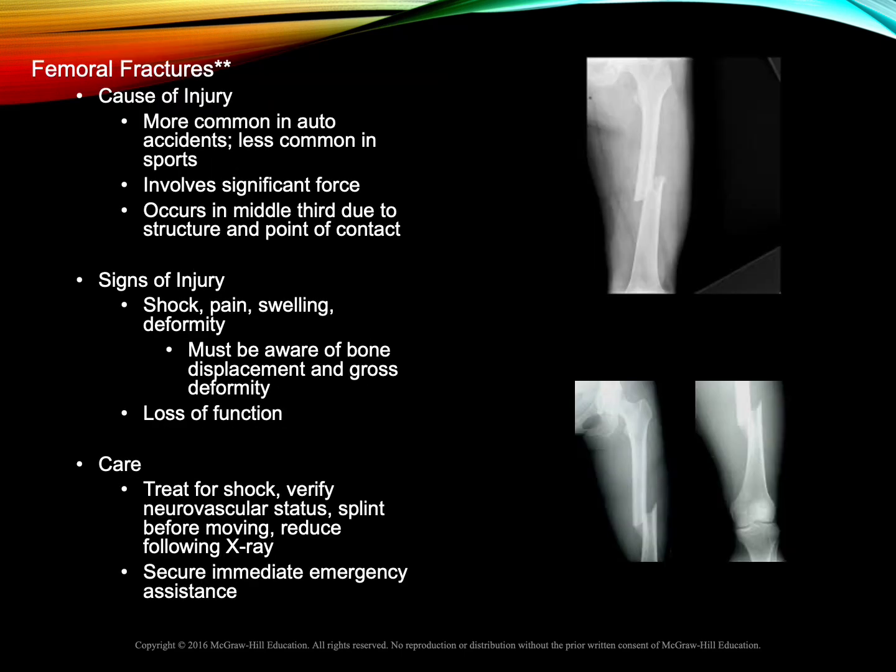Femur fractures are extremely uncommon in sport but can occur. They are most likely to occur in the middle one-third of the bone or at a point of contact. Loss of function, shock, and extreme pain are the most common signs of the injury. Deformity might not always be present depending on the thigh girth of the individual. Before transporting an athlete who has sustained a femur fracture, it is important to verify that no neurovascular structures appear to be compromised. Assessing for circulation and nerve pain is essential even while treating for shock.